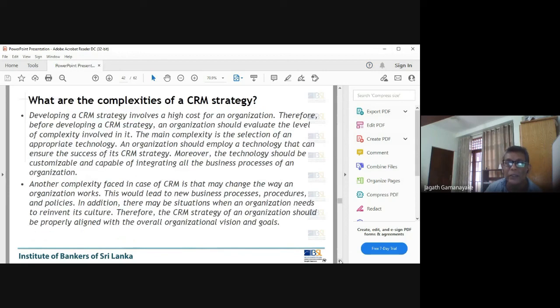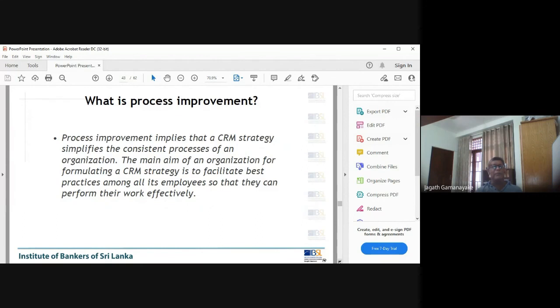Then there may be a lot of complexities in a CRM strategy. You need to understand what sort of complexity is involved in this strategy. So you need to understand the barriers, shortcomings, and issues when you are developing your CRM strategy. There may be change management issues. Some people don't want to change their process. They want to continue with the existing one, and a lot of barriers can come.